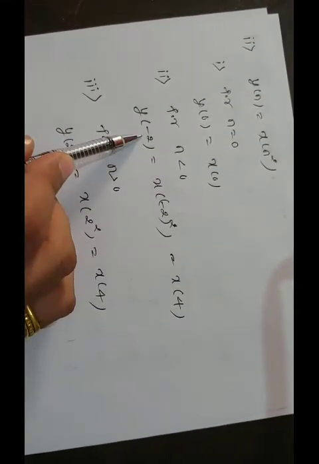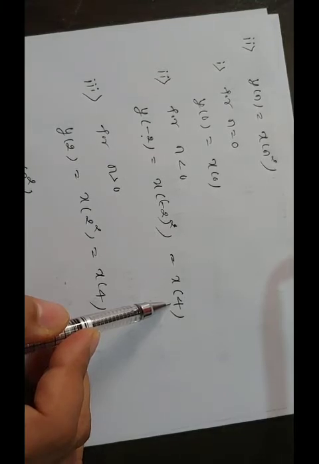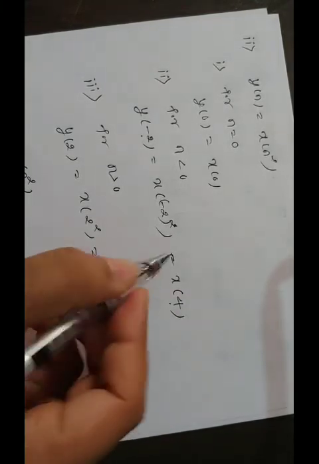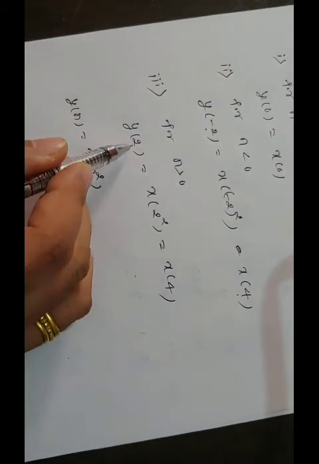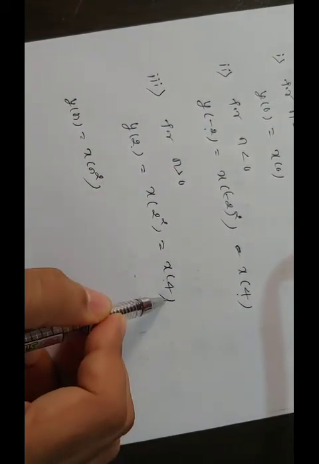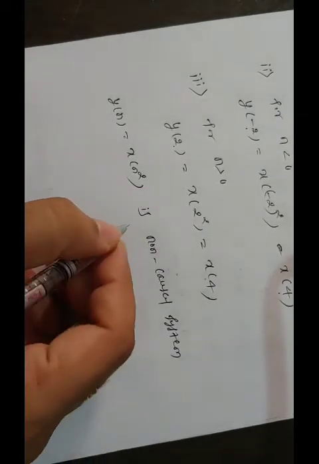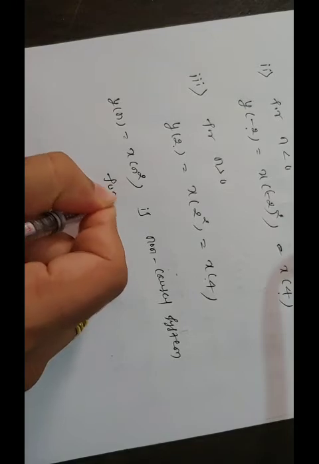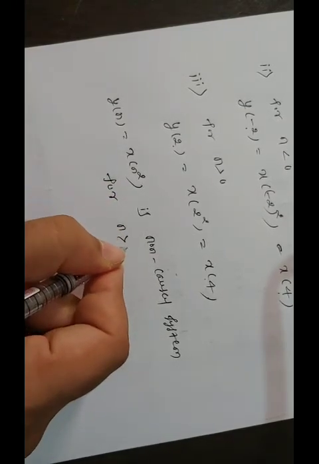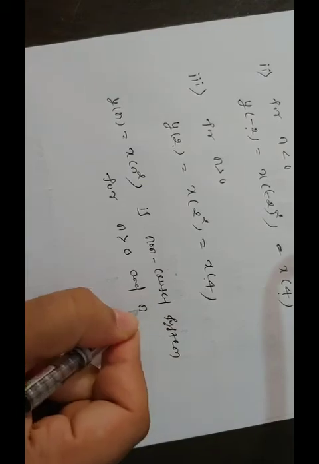So y of minus 2 depends on the future input x of 4. Similarly, y of 2 again depends on the future value of the input. Hence y of n equal to x of n square is a non-causal system, because the system output depends on the future values. You can put the condition for n greater than 0 and n less than 0, and it behaves as a causal system for n equal to 0.